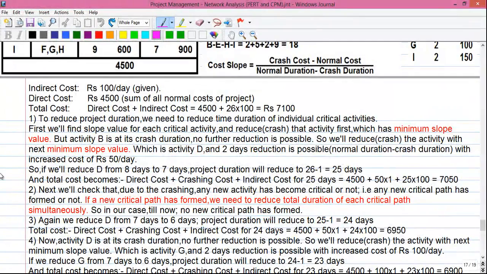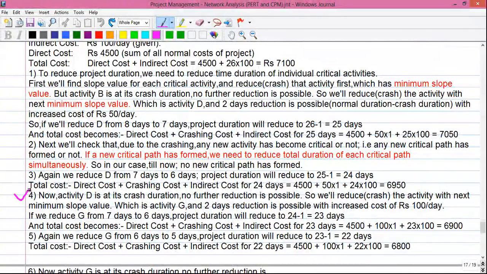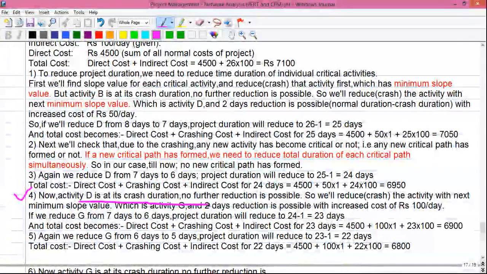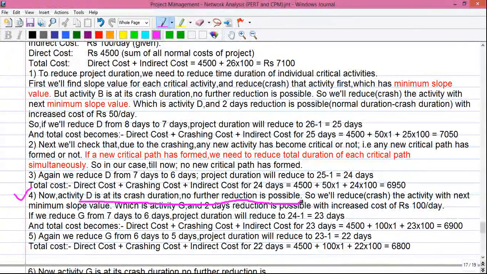Remember, after each crashing activity we have to check for critical paths. Step number 4. Now activity D is at its crash duration. So no further reduction is possible because it is right now at 6, which is its crash duration.